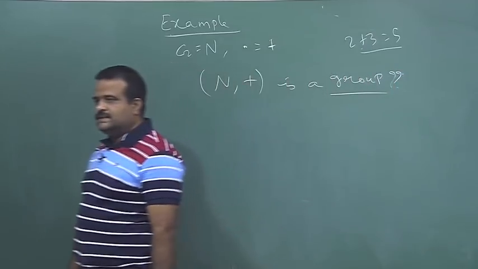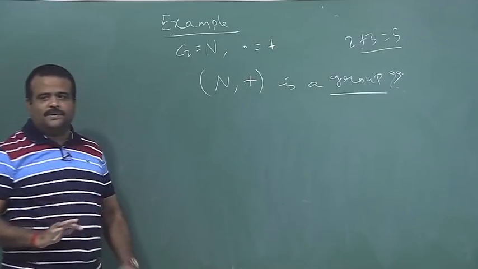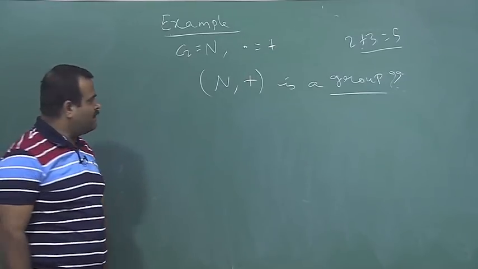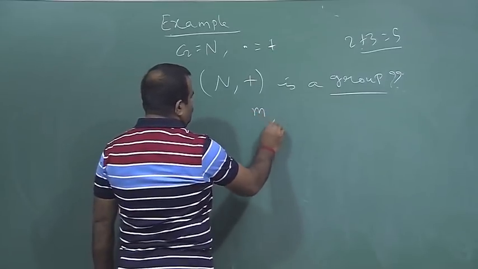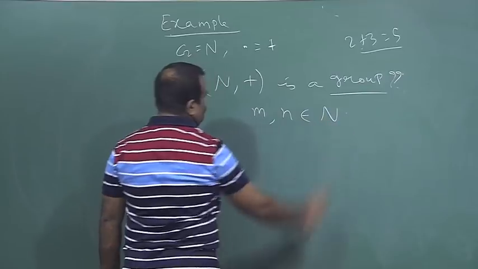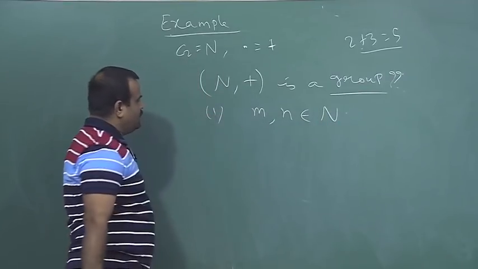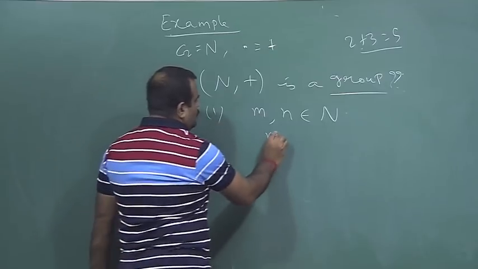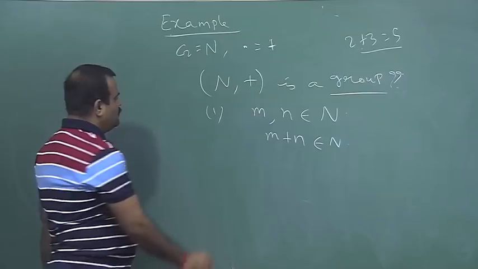Okay. So, what is the answer? The answer is no. Why? Let us check whether it is satisfying all the properties we have. If you take two natural numbers, say m and n, first we have to check the closure property. Let us take two natural numbers m and n. So, m plus n is also a natural number. So, closure property is okay.